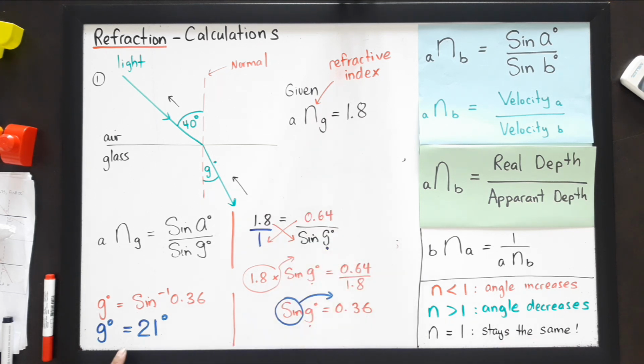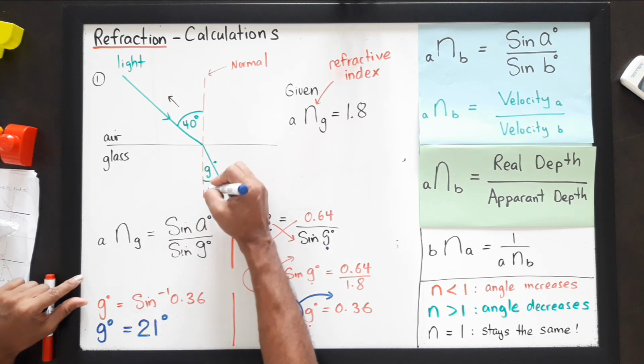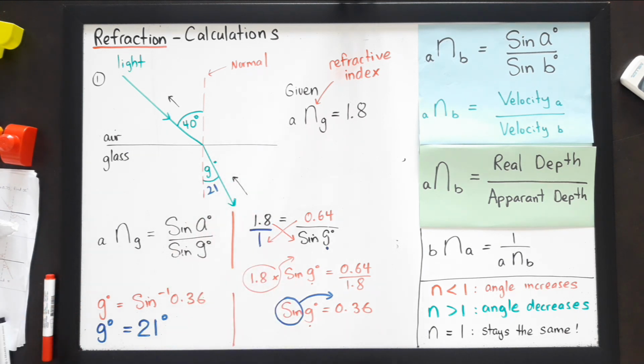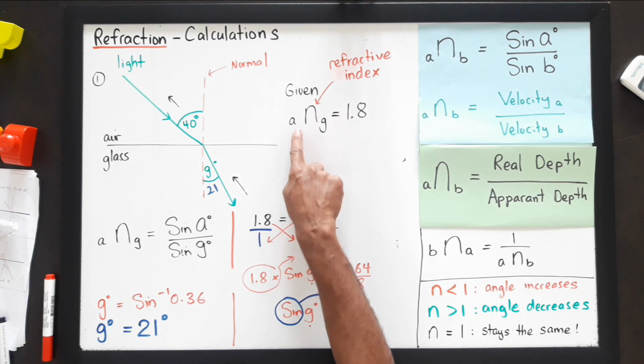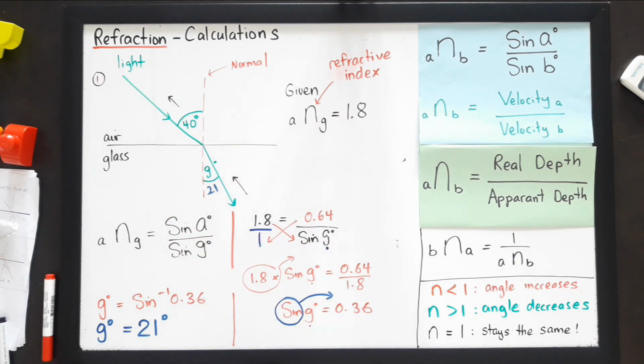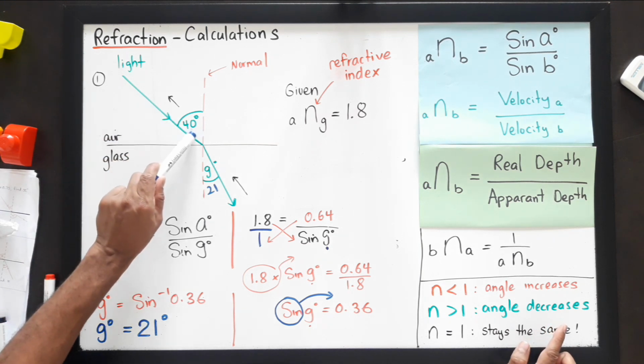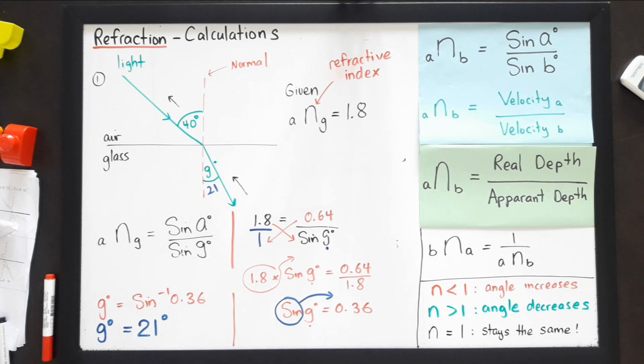So let's investigate to see. Remember, we're putting the answer here. Here's 21. Let's see if our answer could be correct. The refractive index from air to glass, and that is the direction the light is going, is 1.8. I believe 1.8 is bigger than 1. 1.8 is larger than 1, so the angle is supposed to decrease. You notice the angle in air was 40, and when it entered the glass, it changed to 21. 40 to 21 is a decrease. So at least I have some confidence now that, hey, most likely I'm on the right track in the exam. Alright, going to do the second question now.